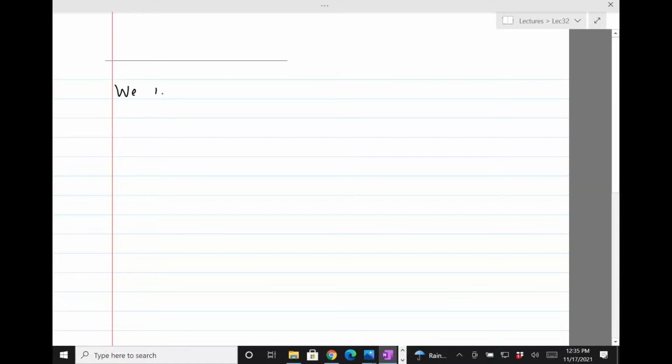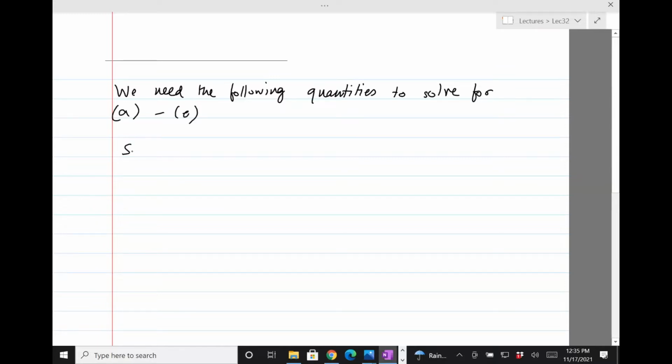So we need the following quantities to solve for A through E. Okay. So first is, let me put the strength criterions which are given to us. SY is the yield strength, it's 82 kpsi. SUT is also given, it's 105 kpsi. We clearly need the endurance strength.